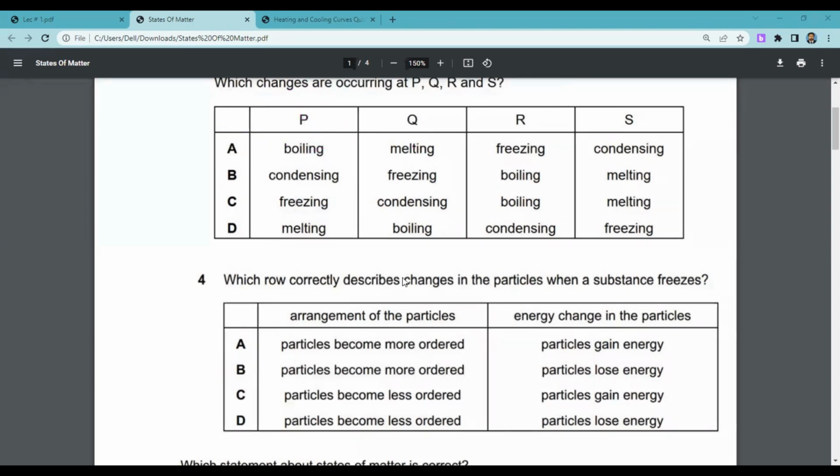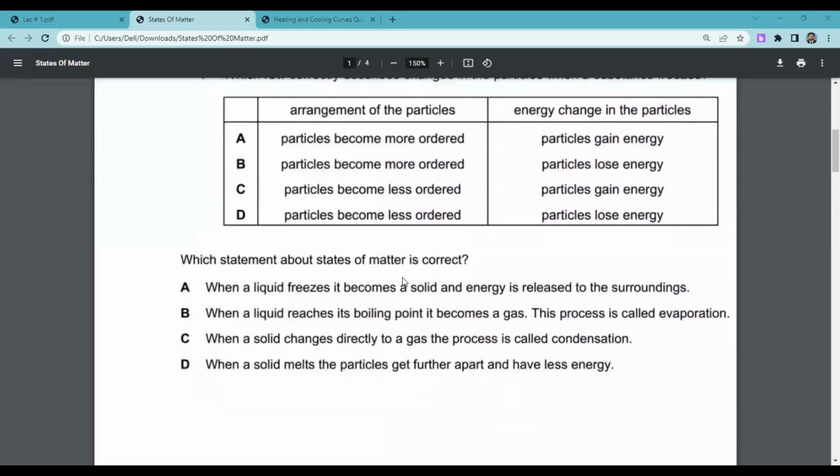If we move on to another MCQ, which statement about states of matter is correct? When a liquid freezes, it becomes a solid. This is correct, and energy is released to the surroundings. This option seems correct, but we can also check the other options. When a liquid reaches its boiling point, it becomes a gas.